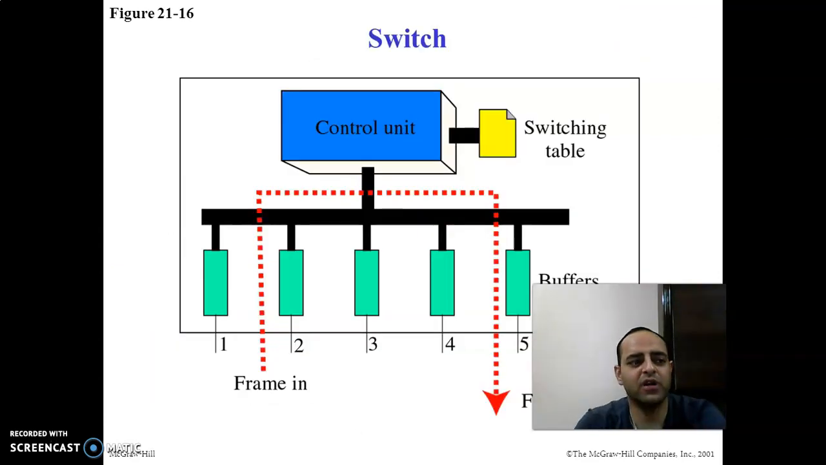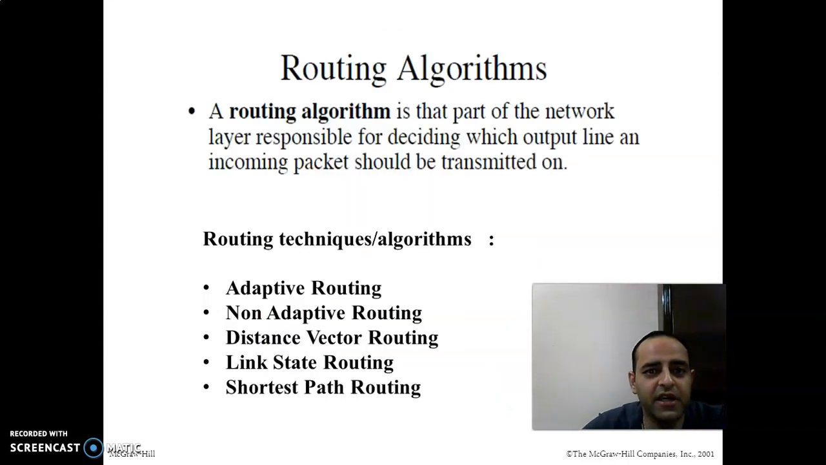Now the switch. We have talked about when we connect computers using a switch or using a hub. A hub basically broadcasts the signal, a switch basically unicasts the signal. A switch is a better version of a hub. And generally in all your labs you have those switches through which all the computers are connected to each other. So the next topic we have is routing algorithms.